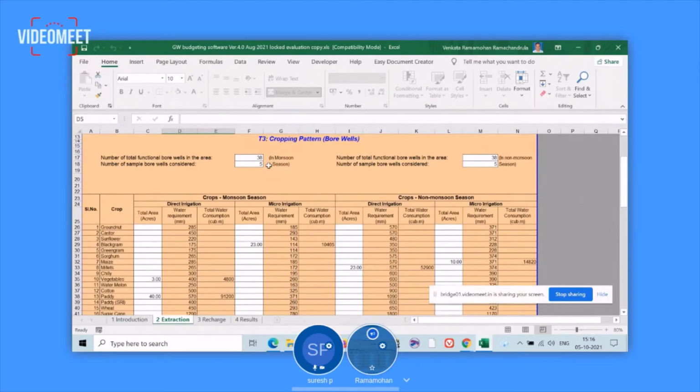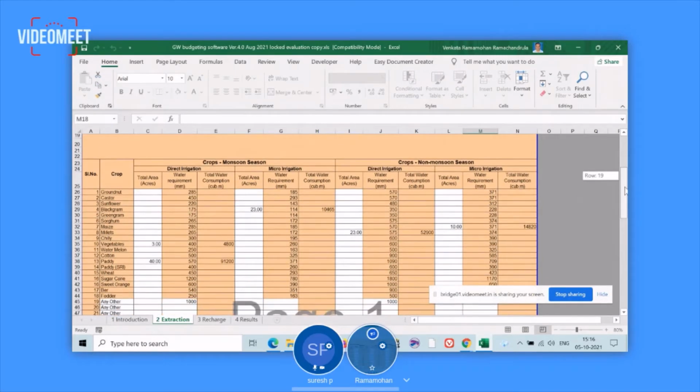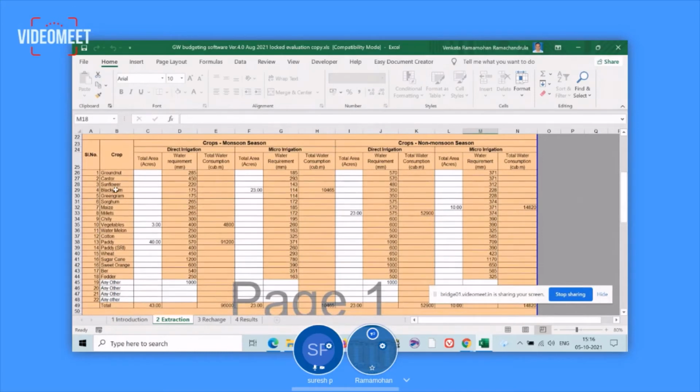Let us first look at the table below. Now we are talking about irrigation water extraction estimation. First take the bore wells, and then take the cropping pattern of the bore wells. We have to fill in the total number of functional bore wells. Let us say there are 38, and you have only taken five of these bore wells as a sample in the monsoon season. Similarly, in the non-monsoon season, you have taken the same five. You have to take the cropping pattern of these five wells and then fill the data here.